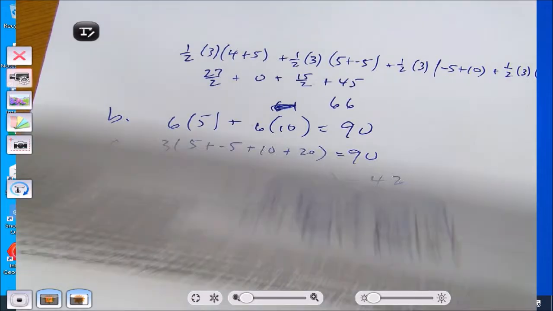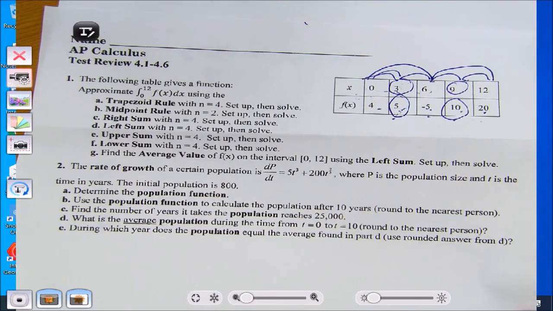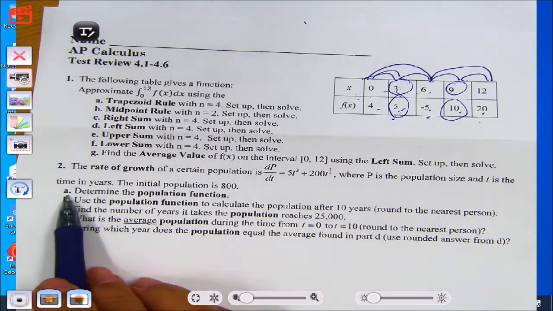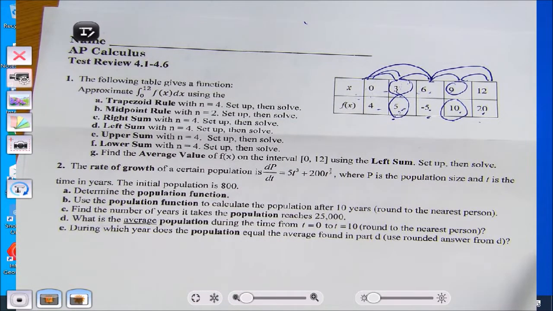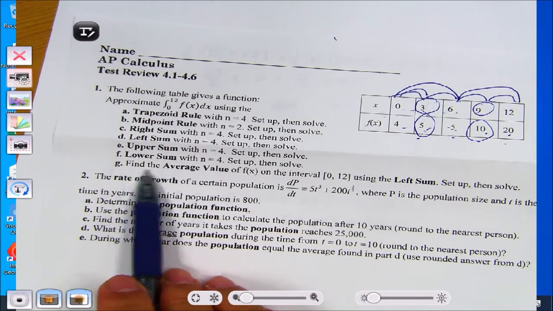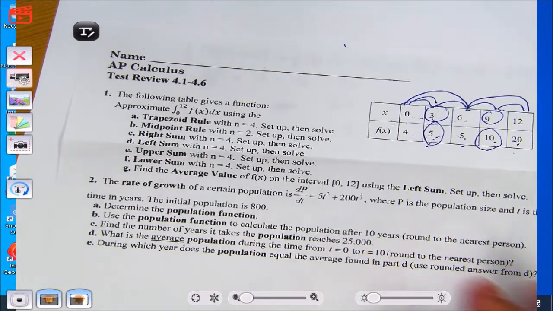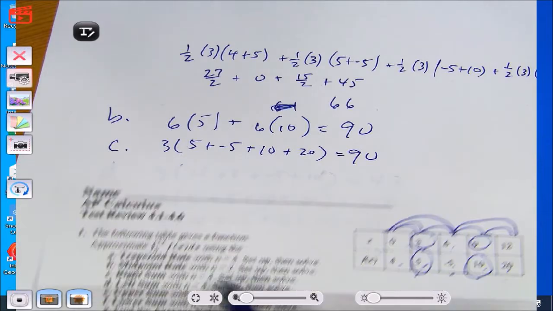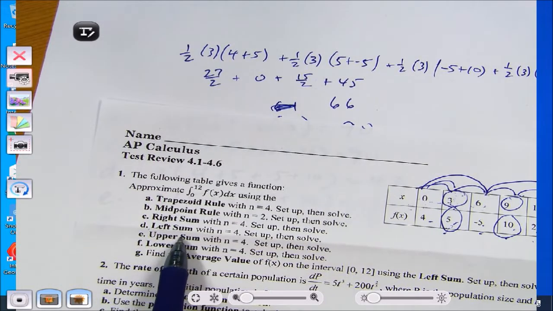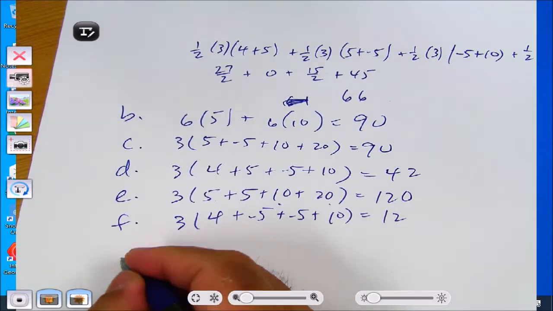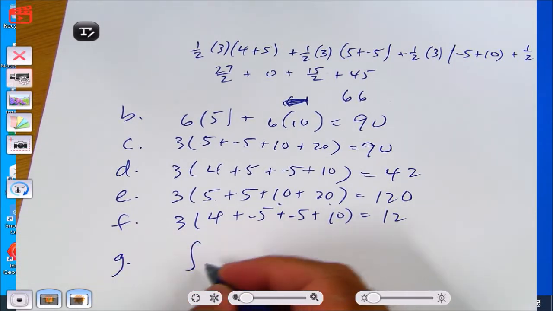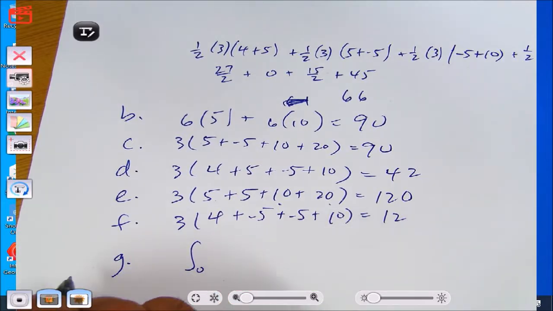In example 2, you're given the rate of growth. And in part A, you're asked for the population function. Oh, my bad. All right, G, find the average value. So using left sum, you just use the answer from part D. Part D had left sum. The answer we have is 42. So to answer G, it's same as from 0 to, what is it? 12. Yeah. So we're looking at the interval from 0 to 12.